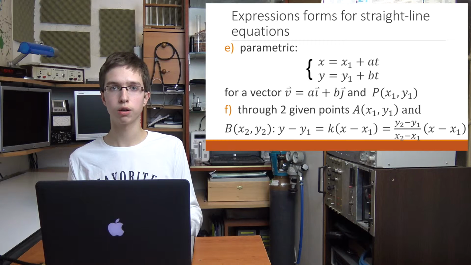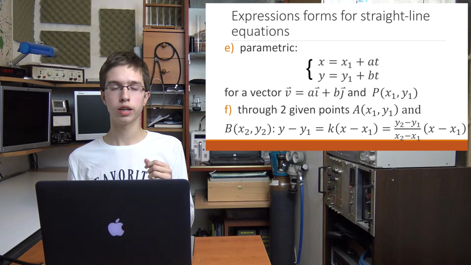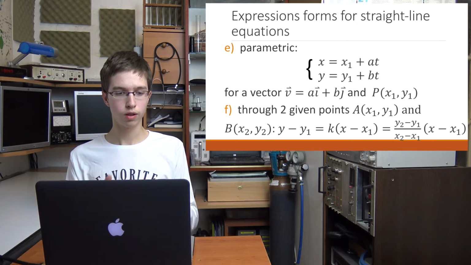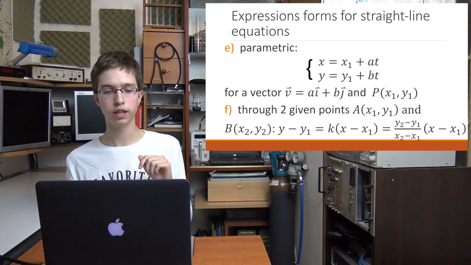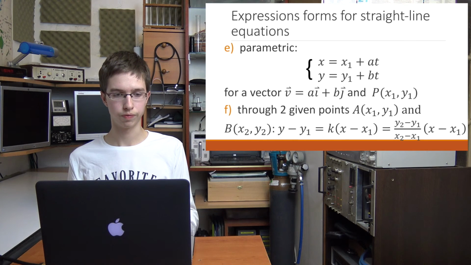Similar to vector form is parametric form, when we have some point with coordinates x1 and y1, and also we have some vector ai plus bj to express this straight line. And also here is the last one, the formula of a straight line through two given points. So if we have two given points, for example points A and B, with their coordinates given here, we can calculate a straight line expression.